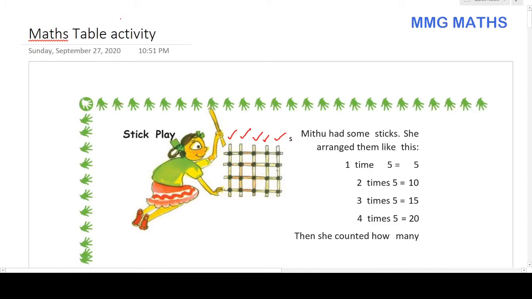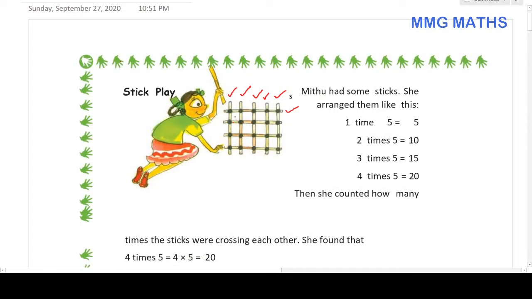And after that, you have to take one more stick and keep it in this way. Okay, now the points where you are getting the cross, like here 1 cross, 2 cross, 3 cross, 4 cross, 5 cross.